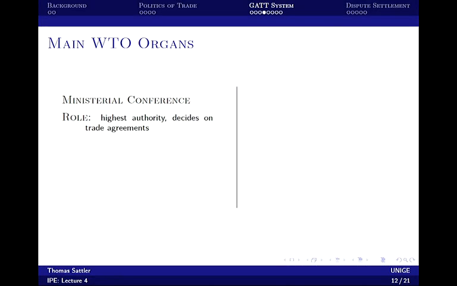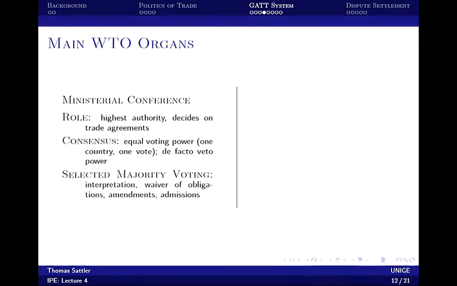Let me quickly talk about how the WTO looks in practice. We've got the Ministerial Conference, which is the highest authority. It meets about every 2 years, and that's where we decide on trade agreements. As I said, there's equal voting power, one country, one vote. There's selected majority voting in certain areas. So if we need to interpret an agreement, if we disagree, we need a 3/4 majority.